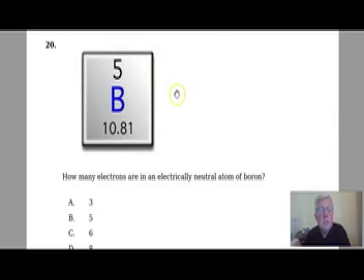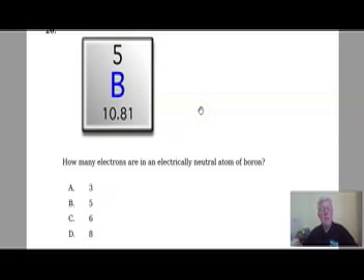What does this symbol tell us? Well, it has an atomic number of 5. It has 5 protons. It has 5 electrons. It has an atomic mass of 10.81, and 10.81 is a lot closer to 11 than it is to 10, so it has an atomic mass number of 11. 5, boron, 11. 11 minus 5 is 6. It's got six neutrons. It has 5 electrons. It has 5 protons. Atomic mass number of 11.